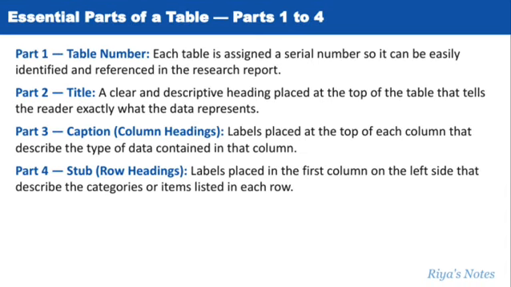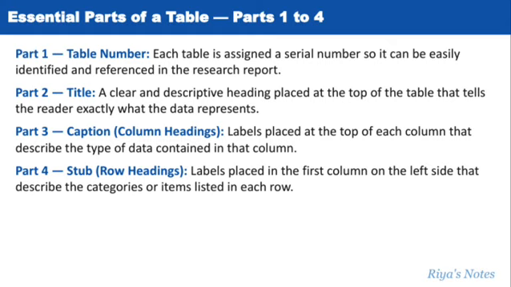Essential parts of a table, parts 1 to 4. Part 1. Table number. Each table is assigned a serial number so it can be easily identified and referenced in the research report. Part 2. Title. A clear and descriptive heading placed at the top of the table that tells the reader exactly what the data represents. Part 3. Caption. Column headings, labels placed at the top of each column that describe the type of data contained in that column. Part 4. Stub.